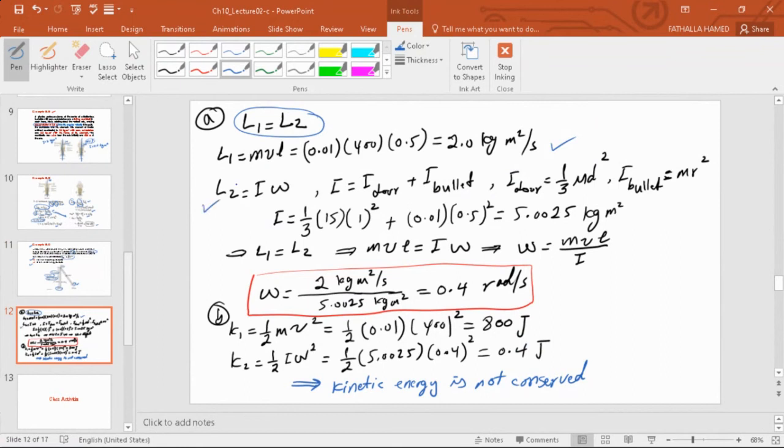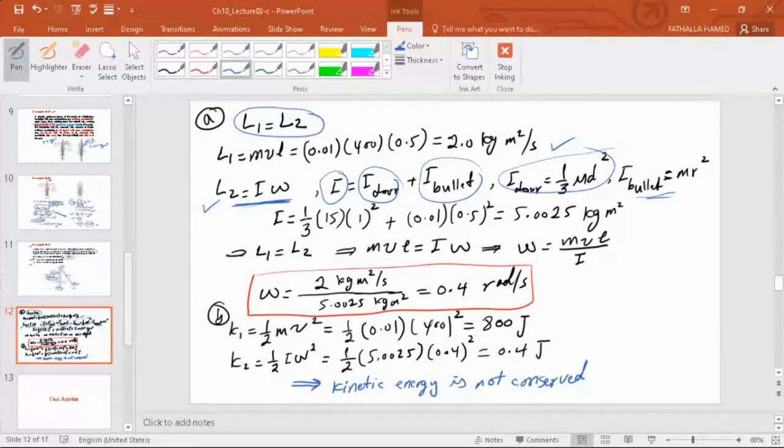Now, after the bullet is embedded, the door is going to rotate, so the angular momentum now is I omega. What is our I? The I will come from the moment of inertia of the door plus the moment of inertia that comes from the bullet. The door is 1/3 md squared. The bullet will be mr squared.